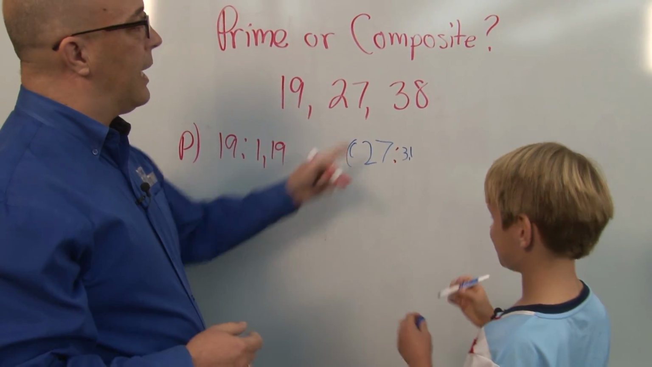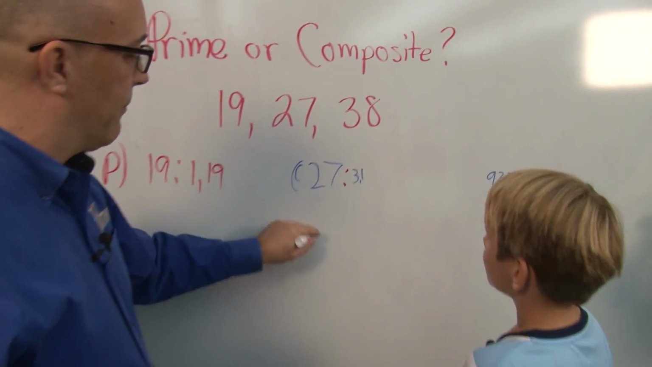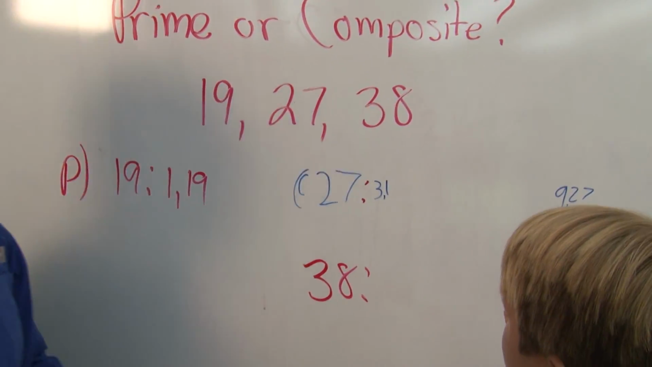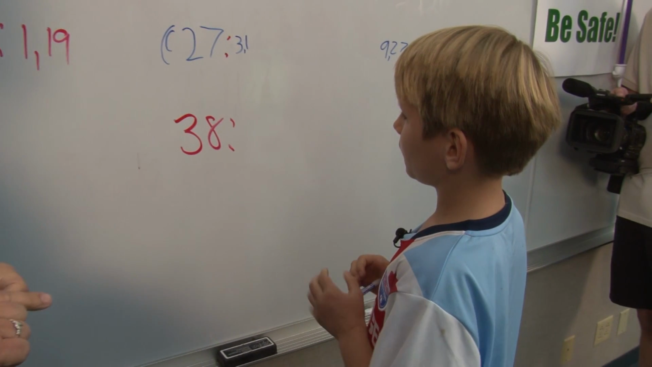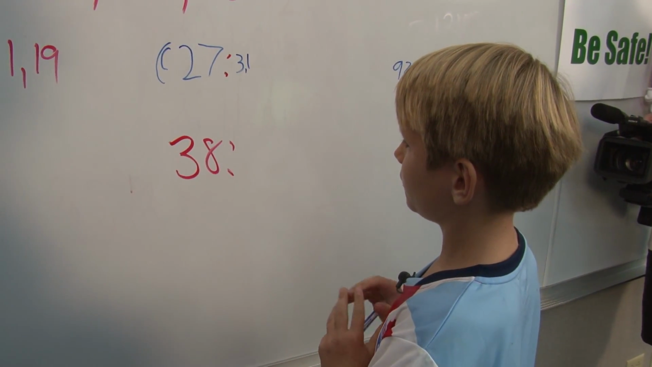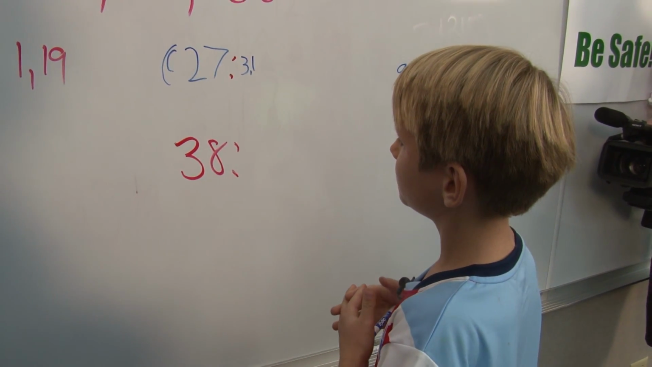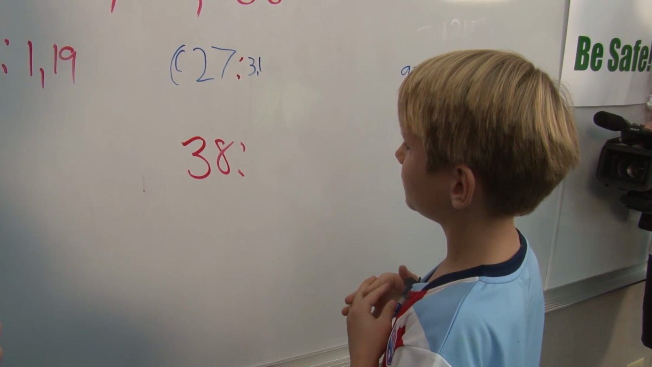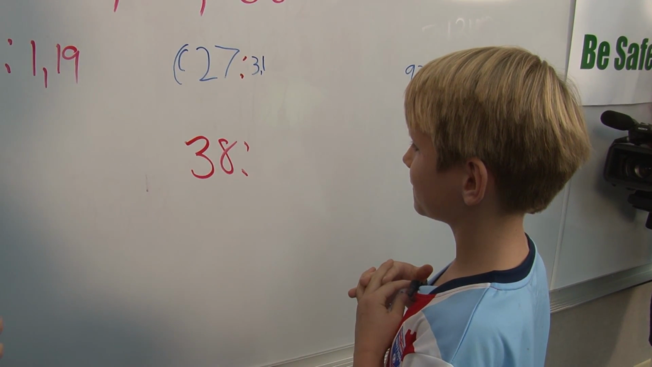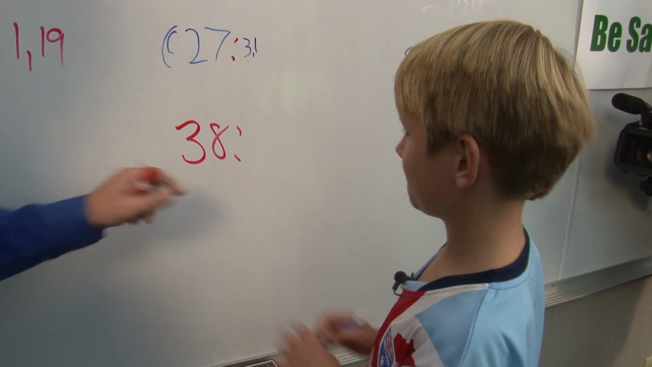All right. And our final one, 38. So what do you think, prime or composite? I think it's composite. How do you know that? Because I know that it's... You're on the right track. You know that it's composite. And taking a look at this number, oh yes, it's even. There you go.